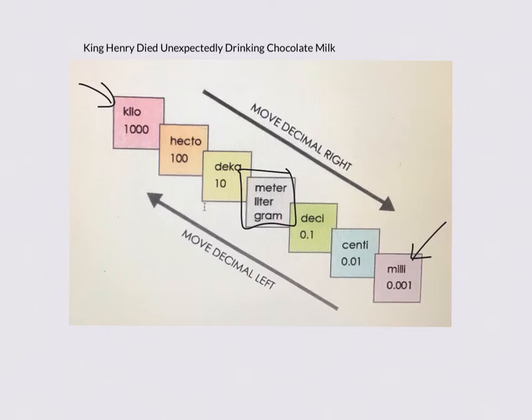So if you think about it, there's this phrase here: King Henry died unexpectedly drinking chocolate milk. And the reason why that's useful is that king is kilo, Henry is hecto, died is deca, unexpectedly is unit, because the base unit that's being used is meter, liter, and gram. Drinking is deci, chocolate is centi, and milk is milli. So it's just a way of quickly remembering which unit goes first and how they go down. So let's go ahead and go to the next page.